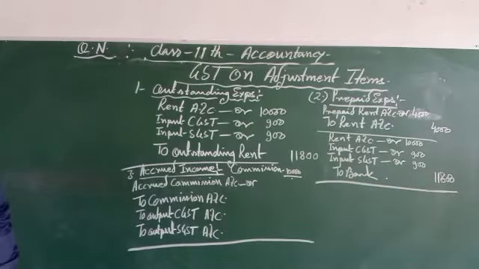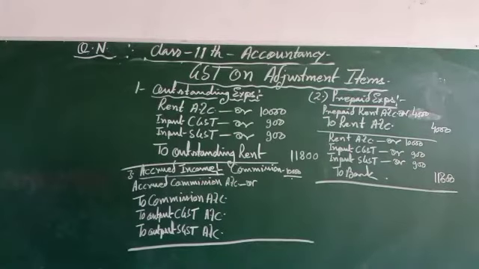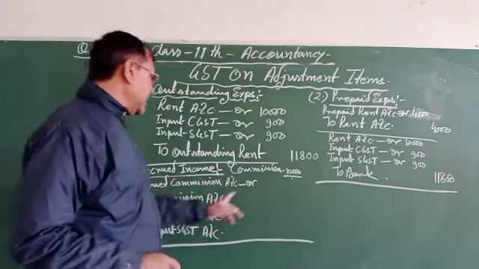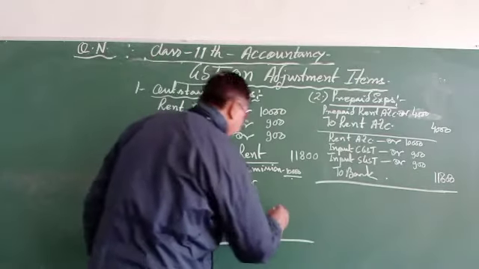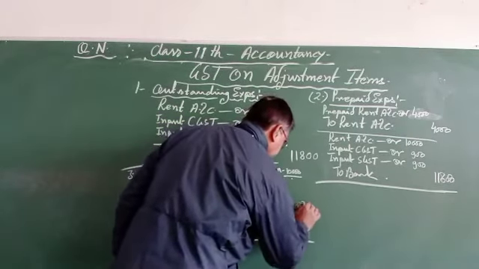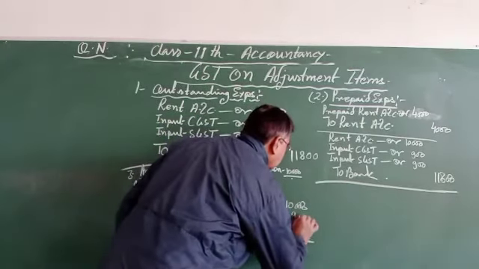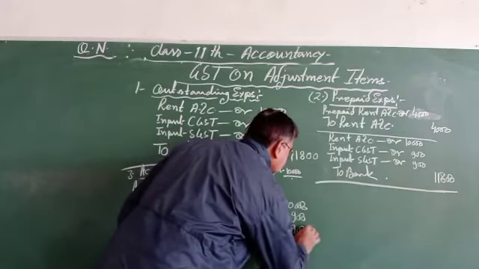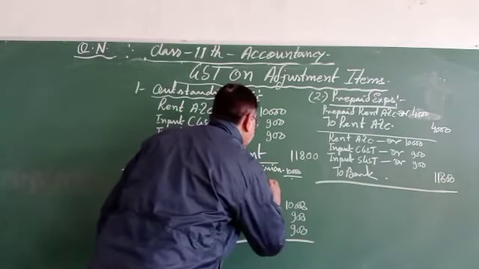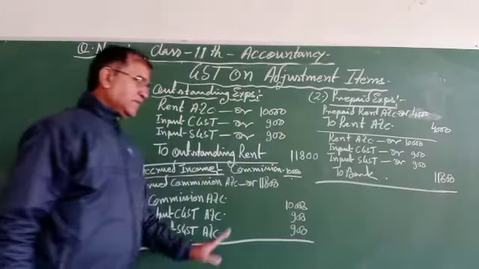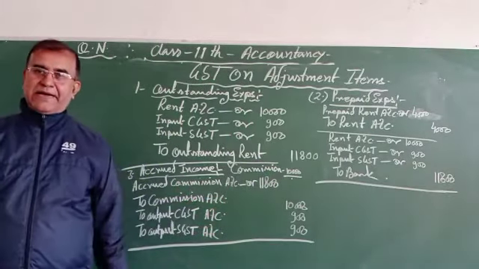Suppose that 9% each are chargeable. This is the adjustment entry. That is given accrued commission 10,000. So here we can write 10,000 in credit column and 9% 900 CGST, 900 SGST, 11,800. This one is the item that is given, my dear.